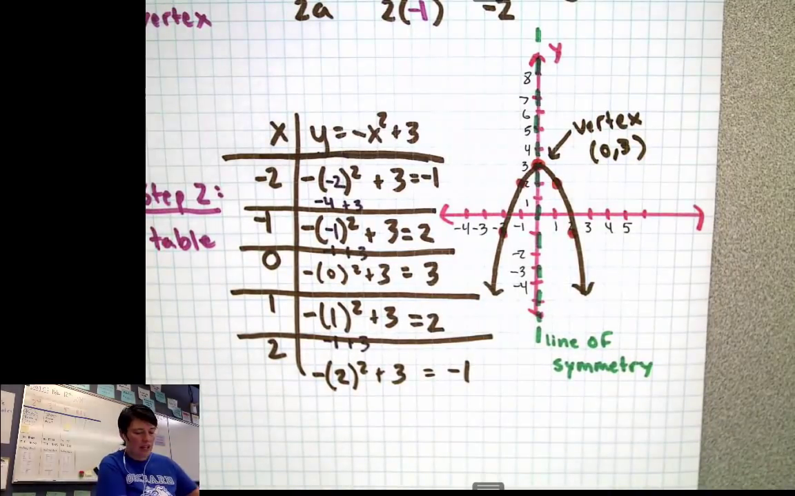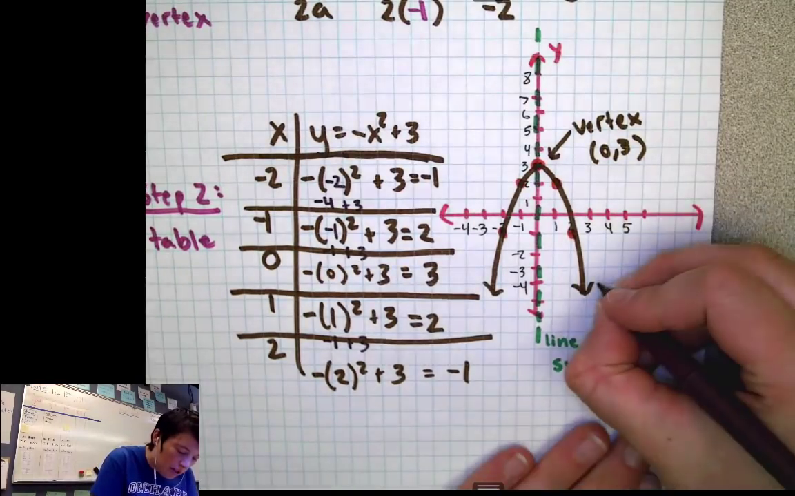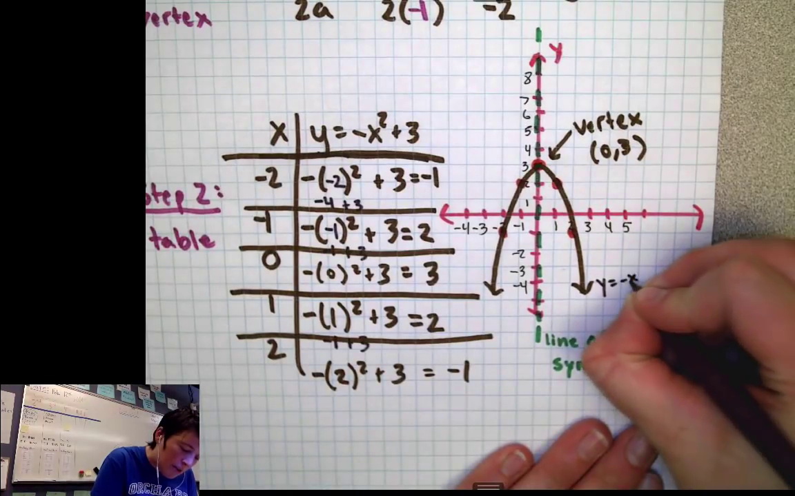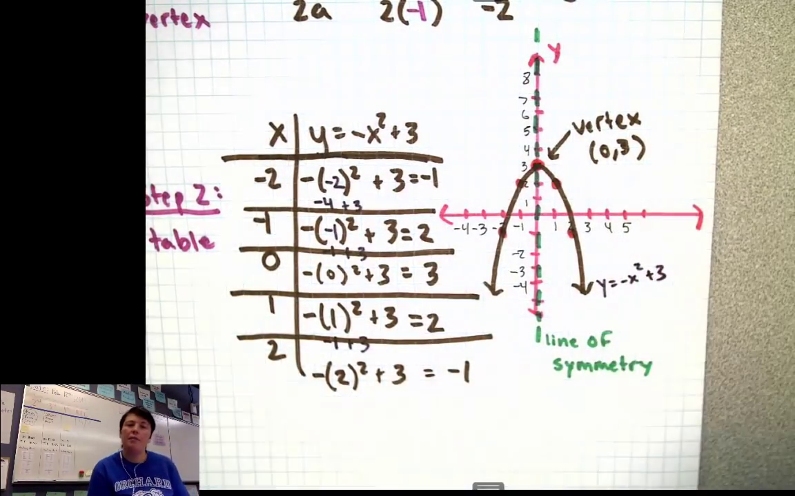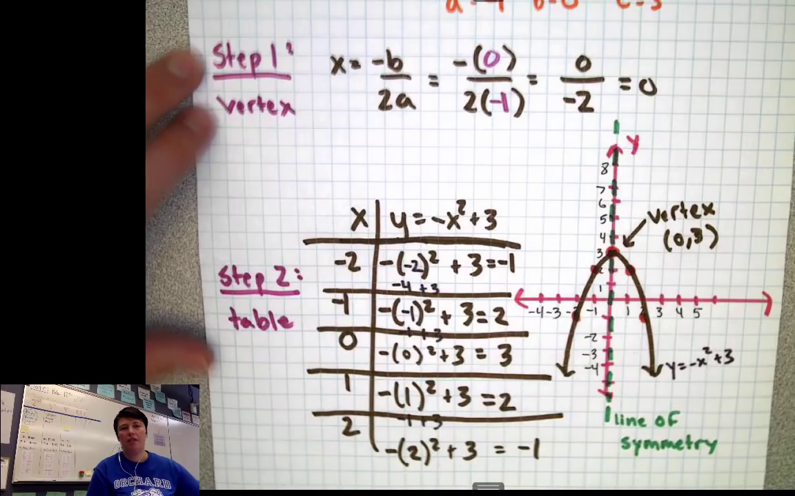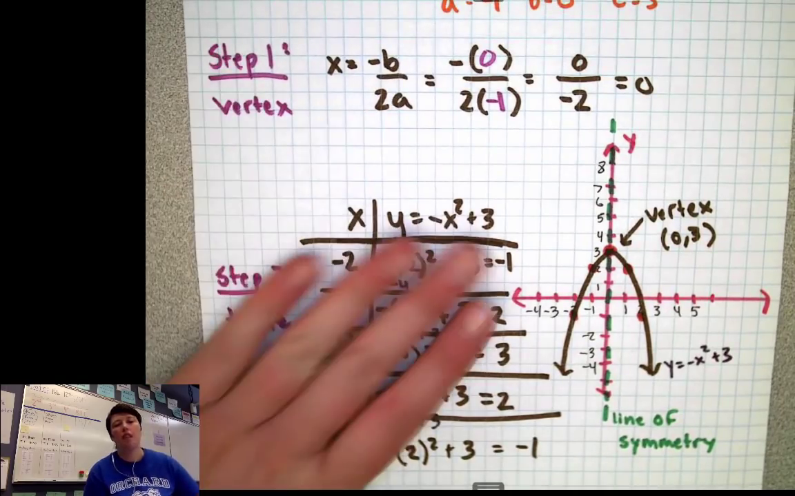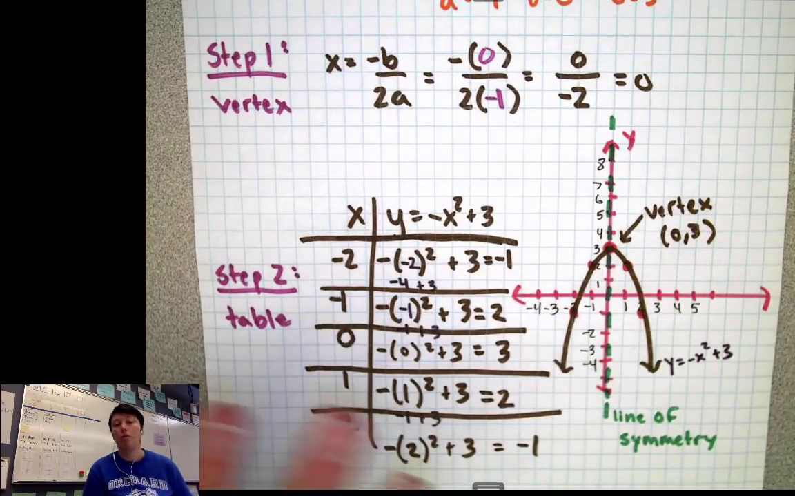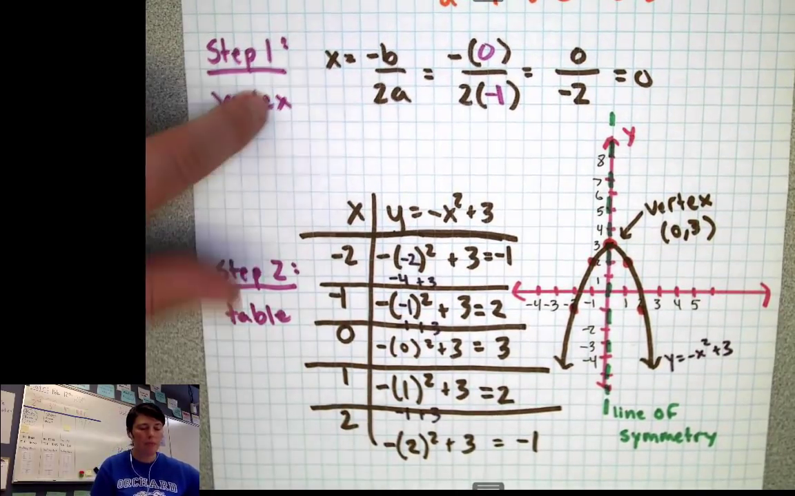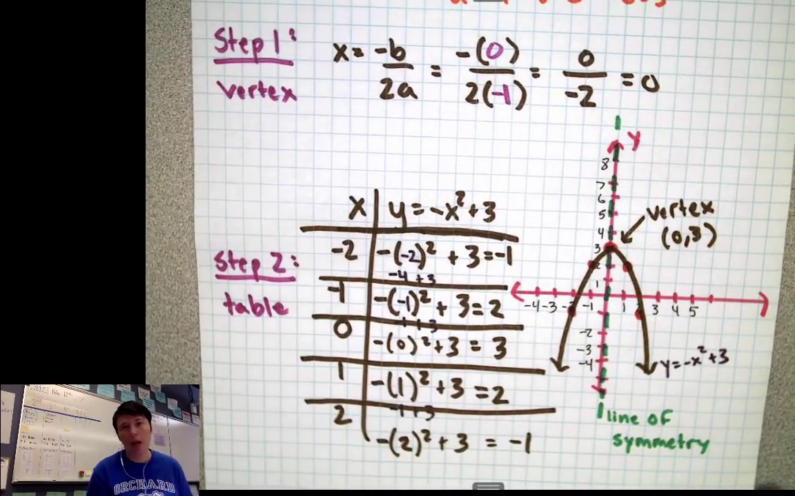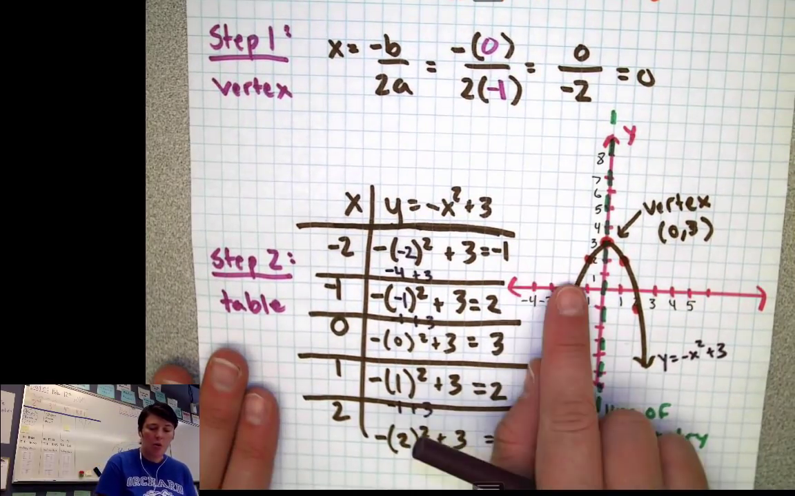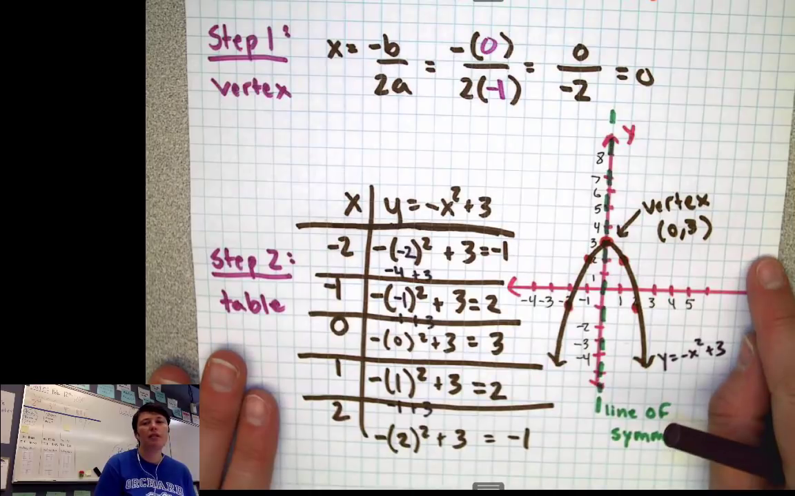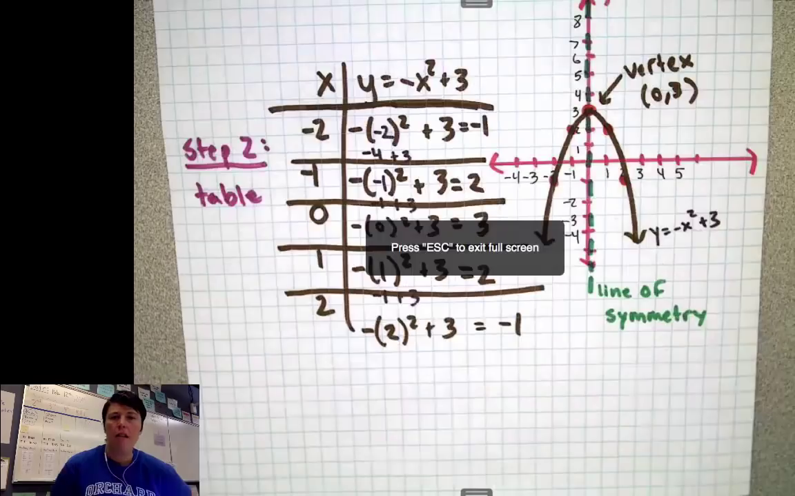Now, there's one last thing I need to do. Down by the arrow here, I need to write the equation, y equals negative x squared plus 3, and then I'm done. I've got my graph. Again, finding the vertex, doing that first step, helps you set your table up in a way that's the most strategic. If you skip step 1, you can still make a table and plot points, but you might find it a little bit hard to do if the vertex is way out here at 10 or something. It's a little bit challenging.